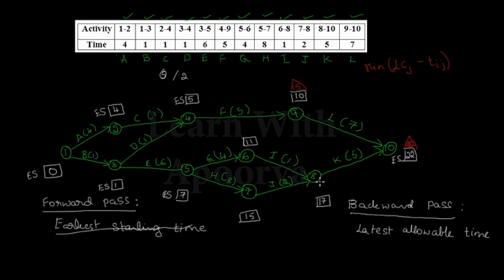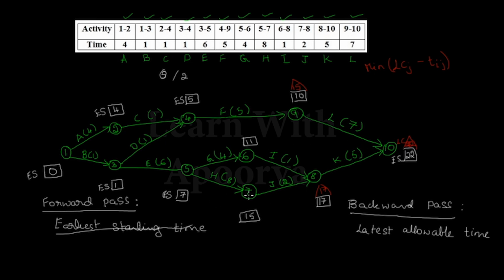After node 9, let's go to node 8. For node 8, we have 8 and 10 as the head and tail events. Here the event has 22, so 22 minus 5 will be equal to 17. So 17 is the latest completion time for node 8. Let's mention it as LC here.